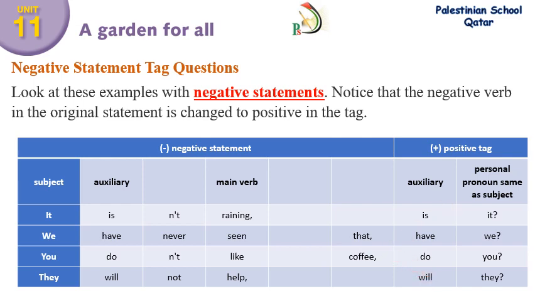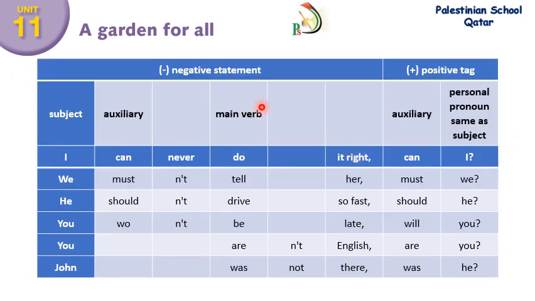Let's go to complete. Negative statement and positive tag. Subject, auxiliary, main verb, auxiliary, personal pronoun, same as subject. Look here. I can never do it right. Can I? We must not tell her. Must we? He should not drive so fast. Should he? You won't be late. Will you? You are not English. Are you? John was not there. Was he?